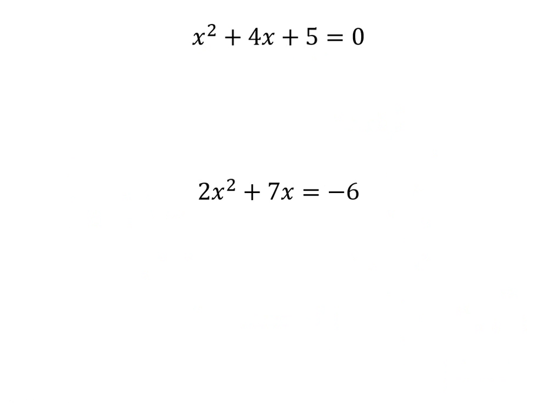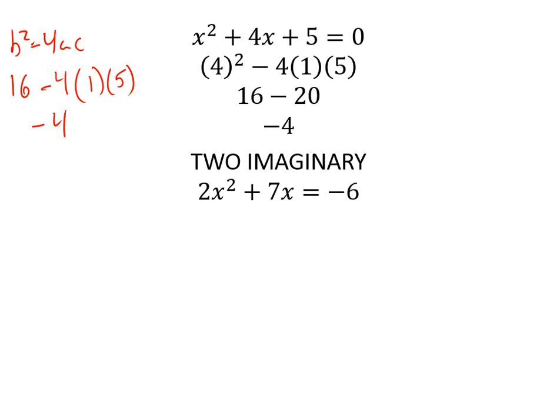So now if you look at these, you'll plug it into the discriminant. The discriminant is b squared minus 4ac. So b squared, which would be 16, 4 squared, minus 4 times 1 times 5, getting us negative 4. Since you have a negative number, that means you're going to have two imaginary answers.